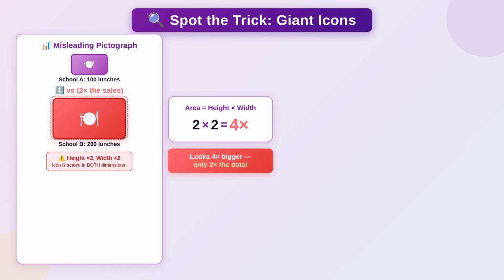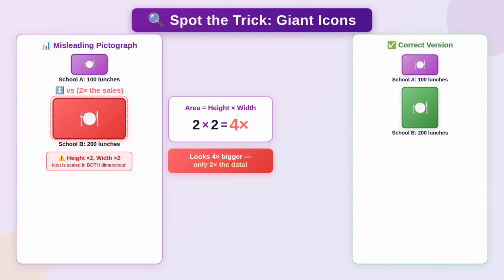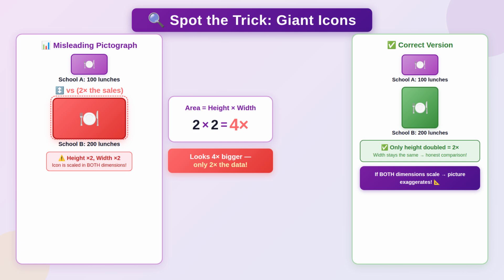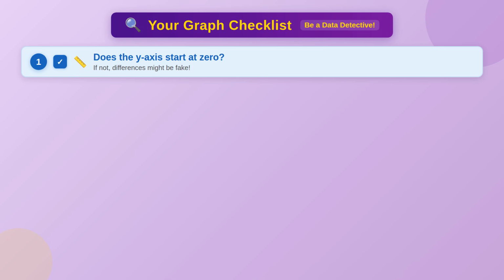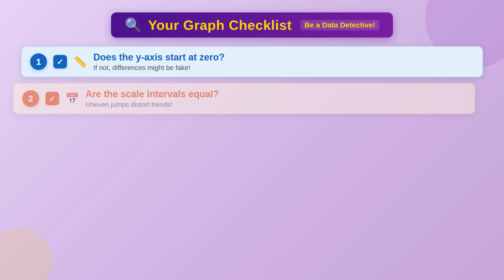But let's do the math. Area equals height times width. If both doubled, 2 times 2 equals 4. So School B's icon is 4 times the area of School A's, even though the school only sold twice as many lunches. That's 2 times too much visual impact. When you see pictographs, always check: did they only scale one dimension, or did they scale both? If both scaled, the picture is exaggerating.